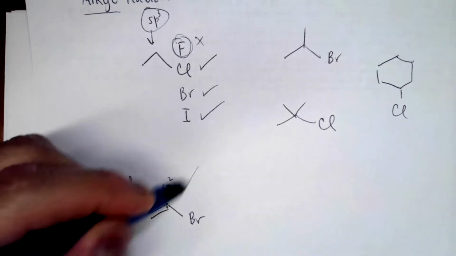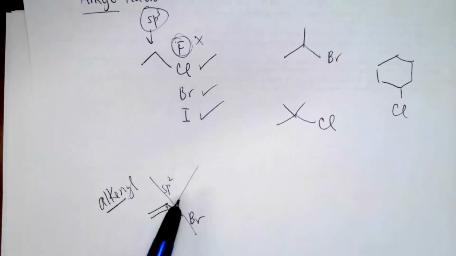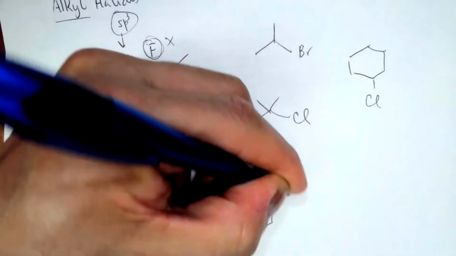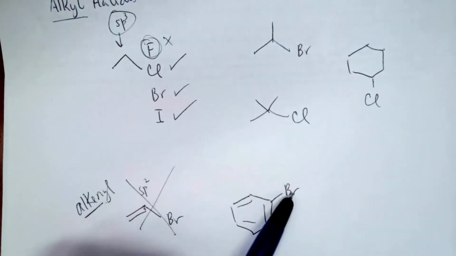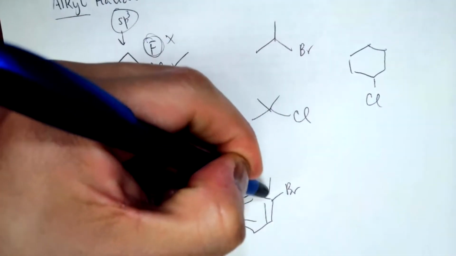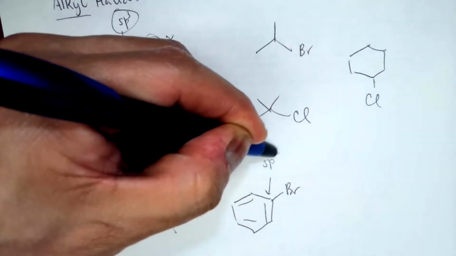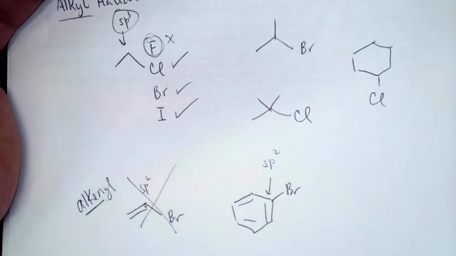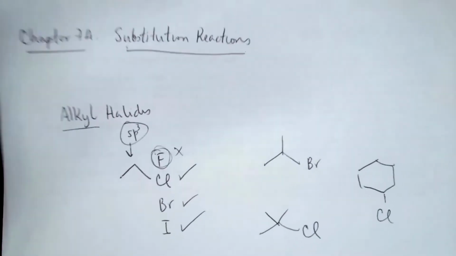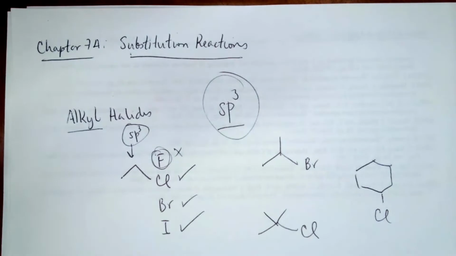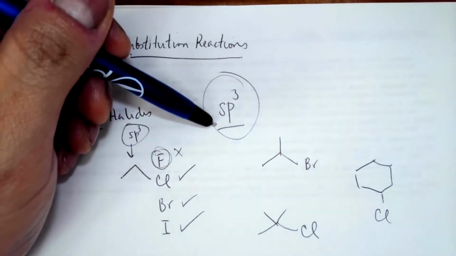If it's sp2, you cannot do substitution and you cannot do elimination. Same thing happens with aromatic or benzene rings that have bromine there, or any halogen. I'm just using bromine as an example. If you look at this carbon, this carbon is sp2. Therefore, I can't do any substitution and I can't do any elimination. Why? Because you only do these reactions on leaving groups that are occupying an sp3 carbon. Has to be sp3.